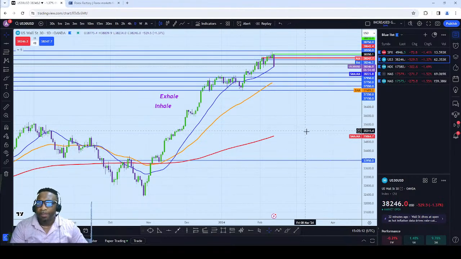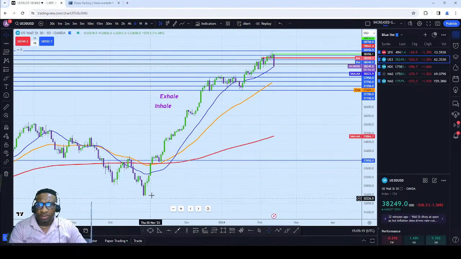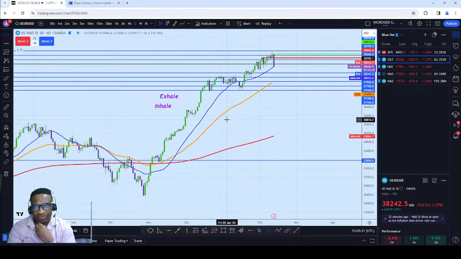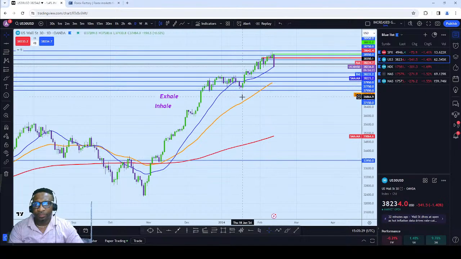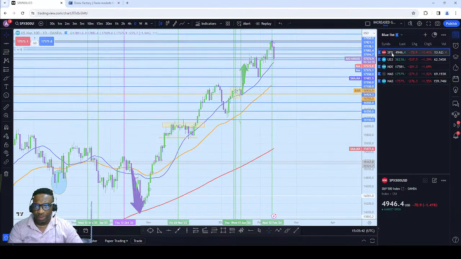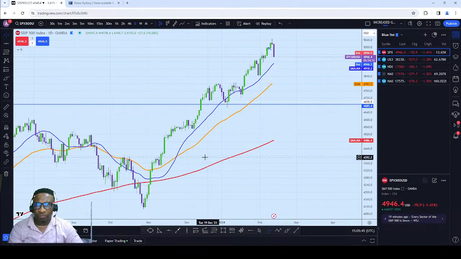Alright, so this is US 30 as we have on the screen, the daily time frame. If we check on the daily time frame, we can see that it is in the wide state. US 30 is in the wide state, and so is NAS. NAS is also in the wide state. If we go to SPS as well, we can see that SPS is also in the wide state.